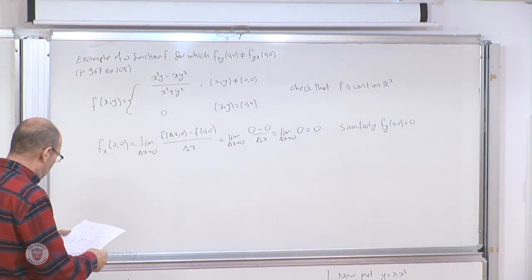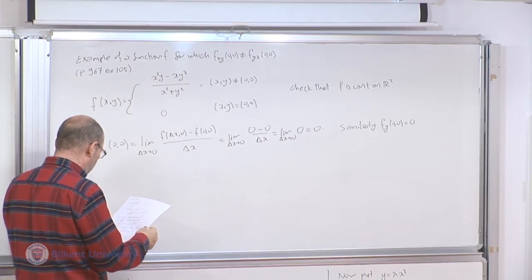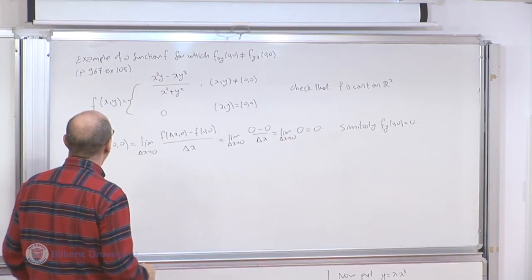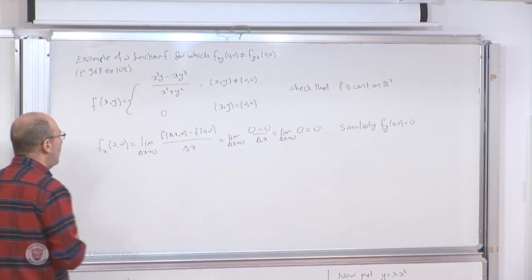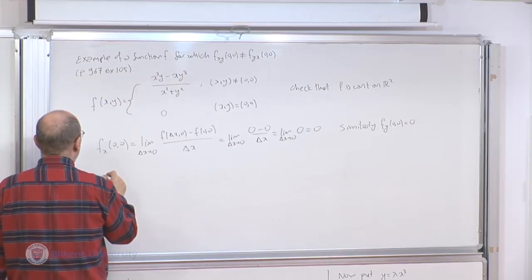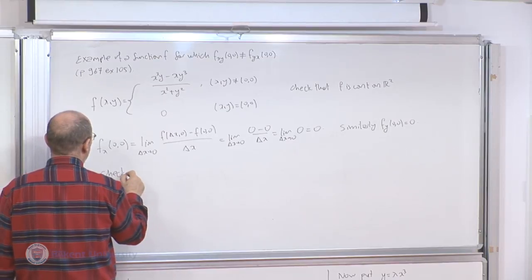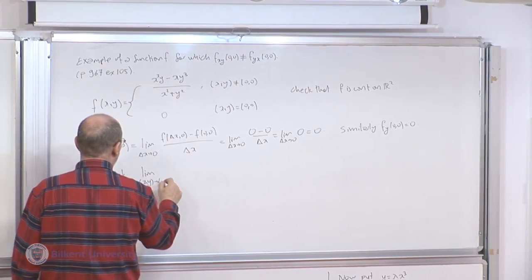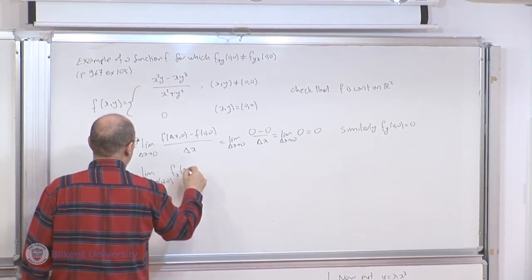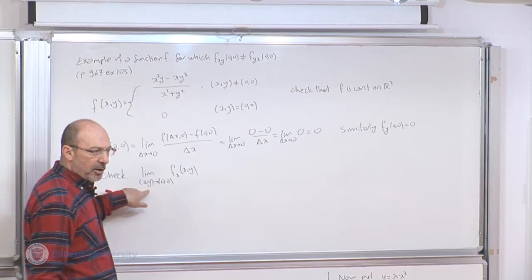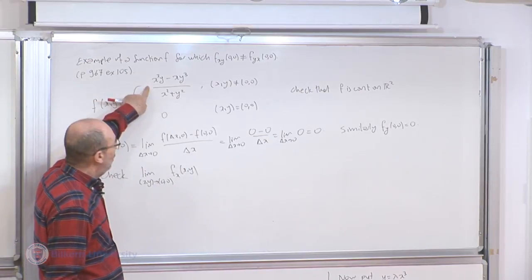Now I did these calculations, but we also have to check whether these things are continuous at the origin. Let me look at this one, just to understand what's happening. The limit as x, y goes to 0, 0 of fx at x, y. If x, y is going to 0, 0, x, y is not the origin, so we are talking about this function.